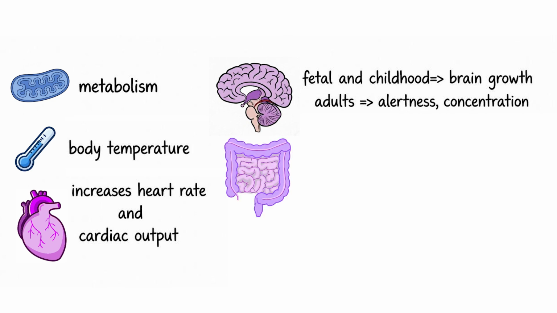In the gastrointestinal system, thyroid hormones increase intestinal motility and the speed of gastrointestinal transit. Therefore, diarrhea is common in hyperthyroidism, while constipation is common in hypothyroidism.